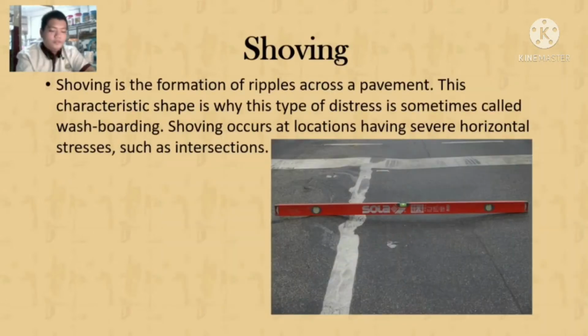Shoving. Shoving is the formation of ripples across a pavement. This characteristic shape is why this type of distress is sometimes called washboarding. Shoving occurs at locations having severe horizontal stresses such as intersections. It is typically caused by excess asphalt, too much fine aggregate, rounded aggregate, asphalt that is too soft, or weak granular base.